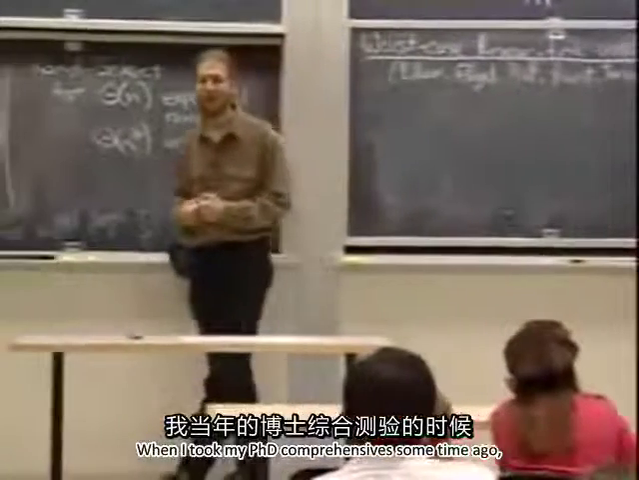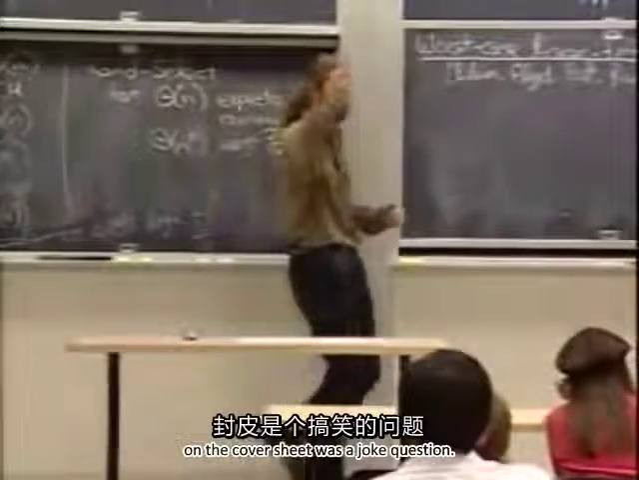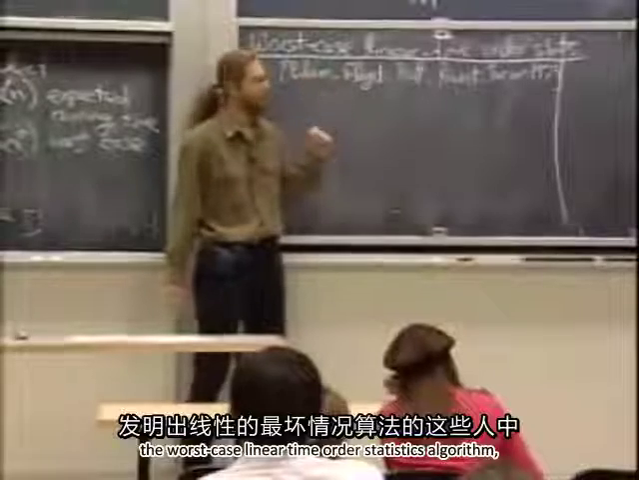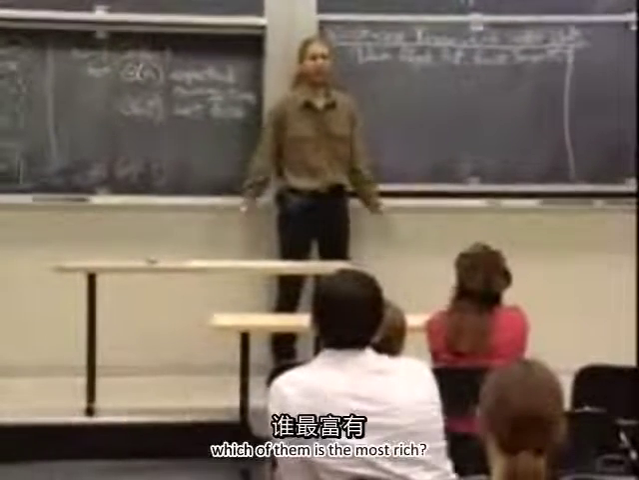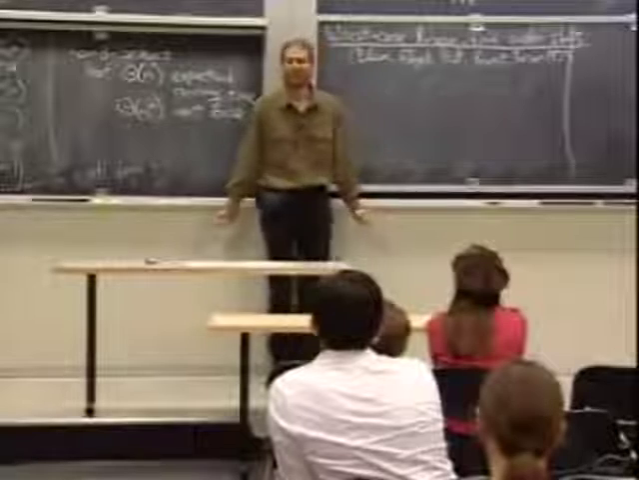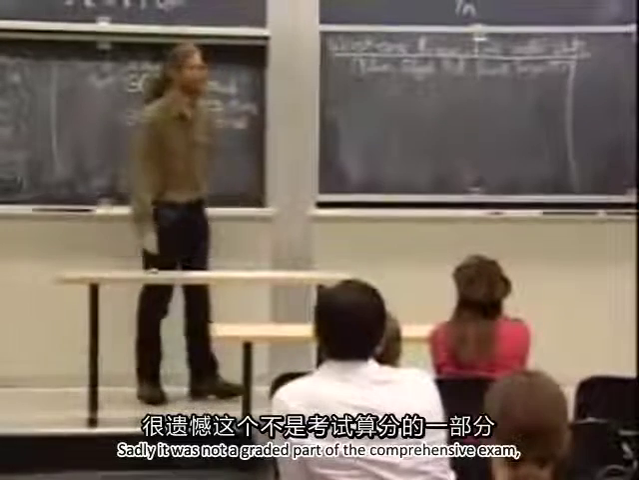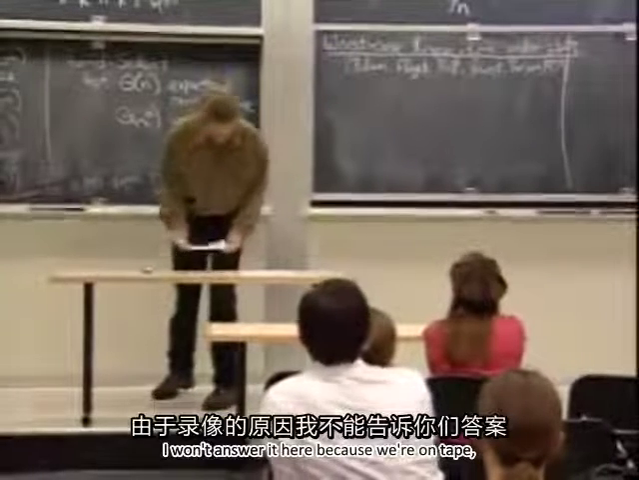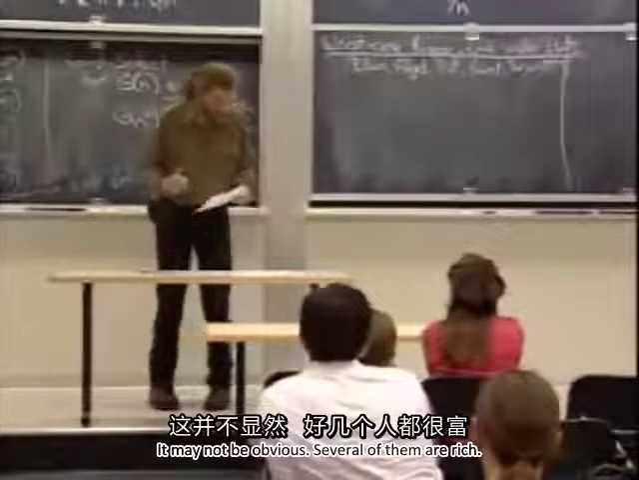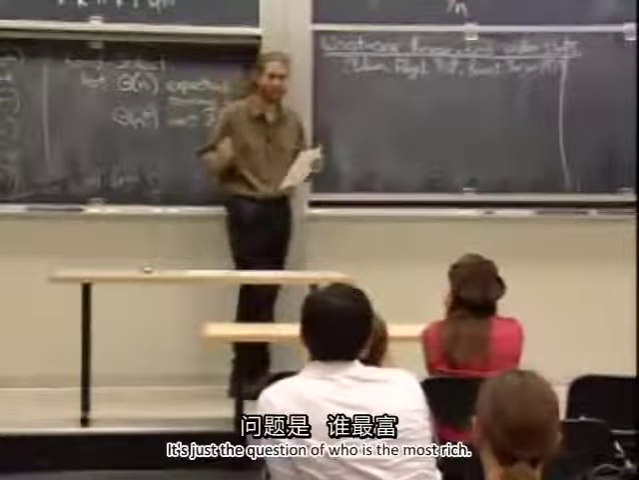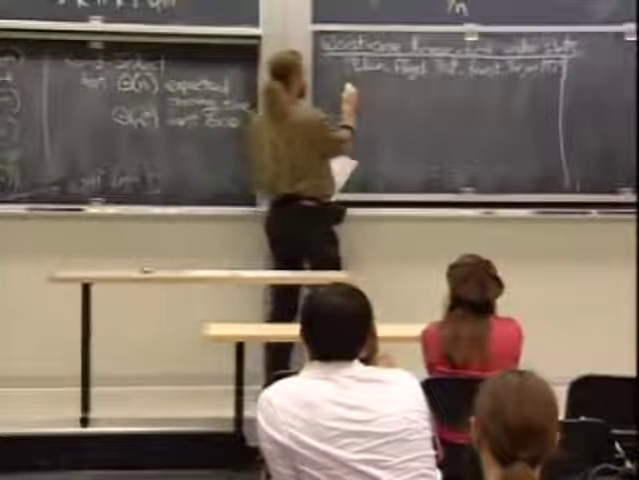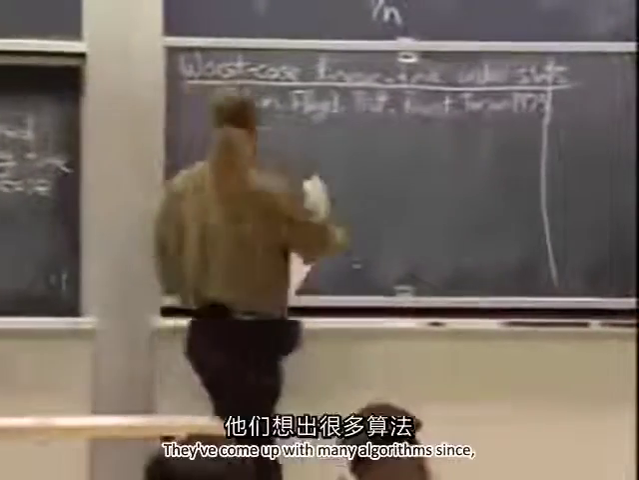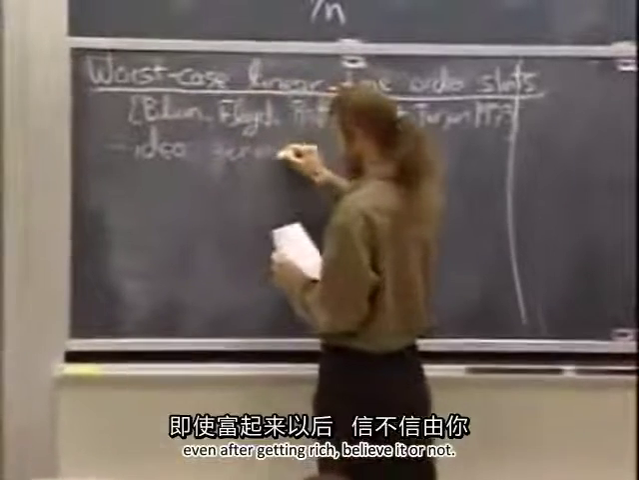When I took my PhD comprehensives some time ago, on the cover sheet was a joke question which asked, of the authors of the worst case linear time order statistics algorithm, which of them is the most rich? Sadly, it was not a graded part of the comprehensive exam, but it was an amusing question. I won't answer it here because we're on tape, but think about it, and it's maybe not obvious, but several of them are rich. It's just a question of who's the most rich. Anyway, before they were rich, they came up with this algorithm. They've come up with many algorithms since, even after getting rich, believe it or not.